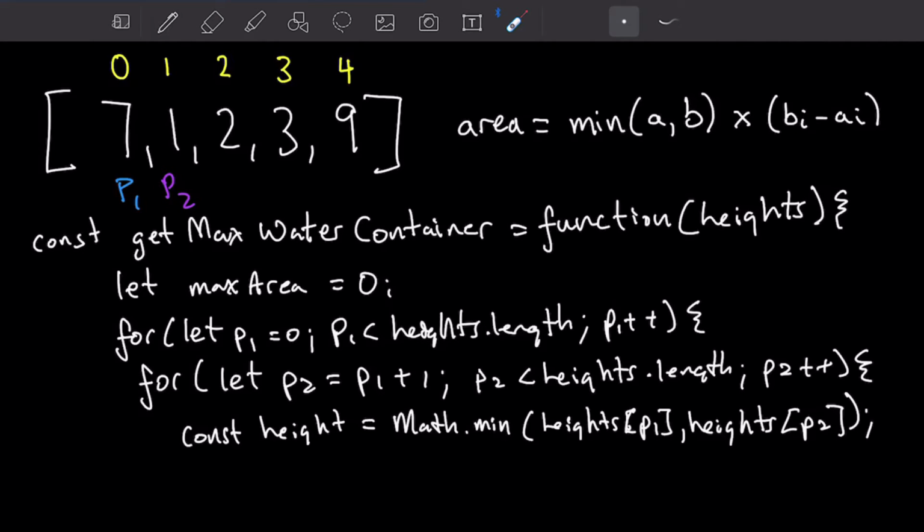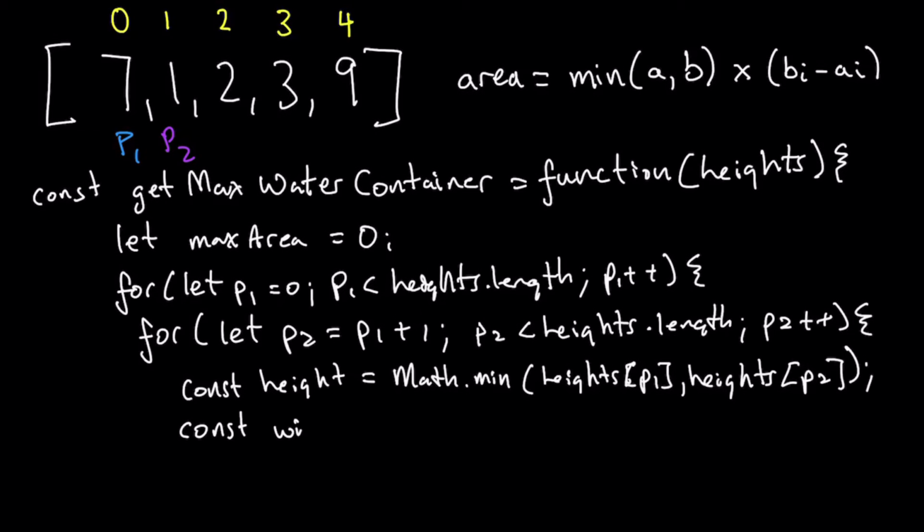That's the only difference. Once we have our height, we also need to calculate our width, which as we remember is just the index at B minus the index of A. So the index of P2 minus the index of P1, which is P2 and P1 respectively. So here we can say const width is equal to P2 minus P1. And that's all we need for height and width.